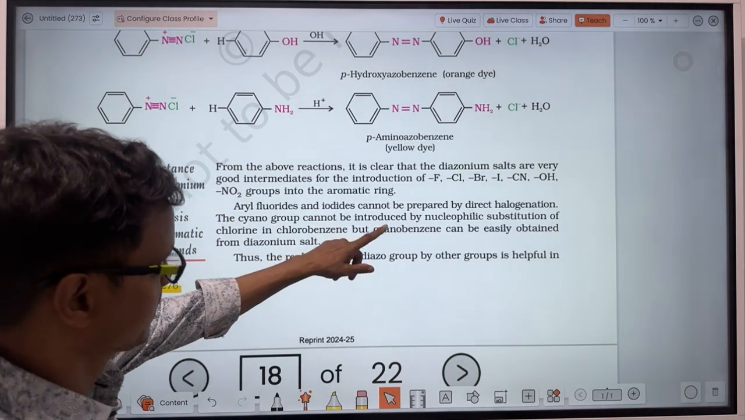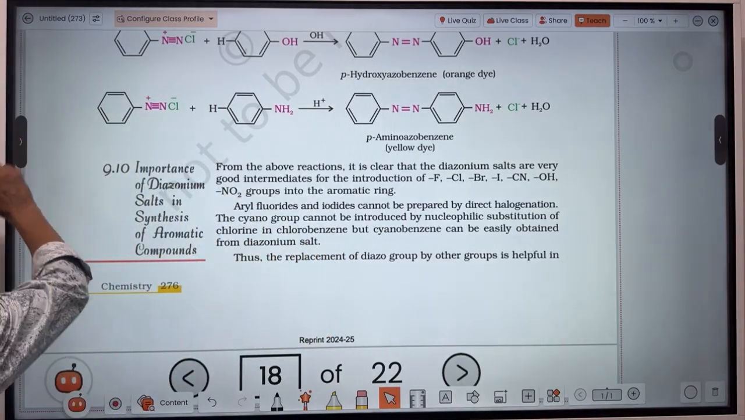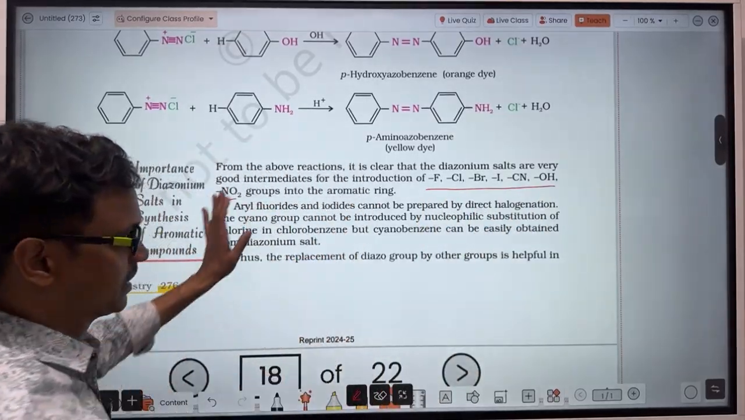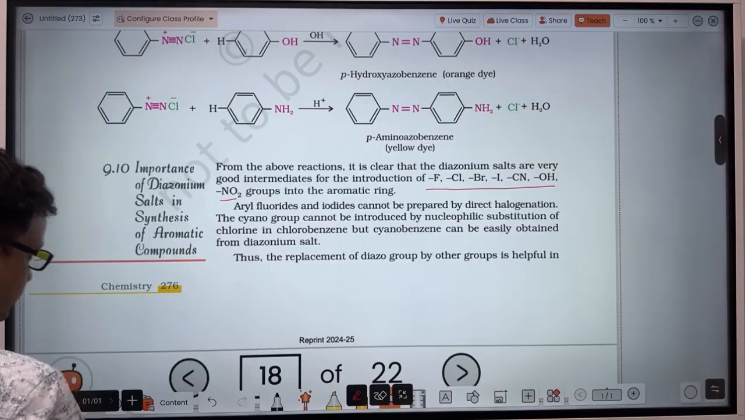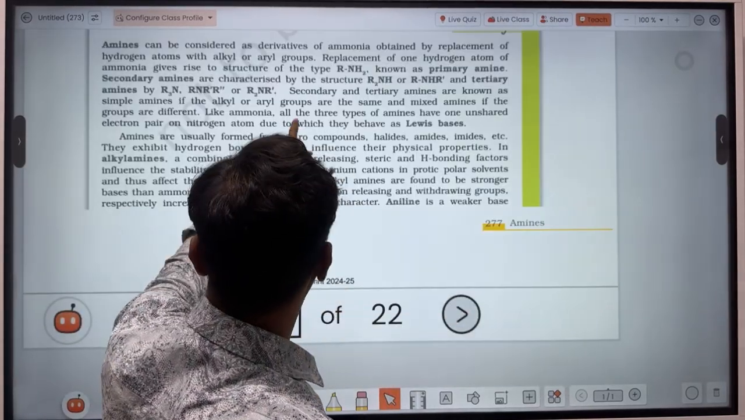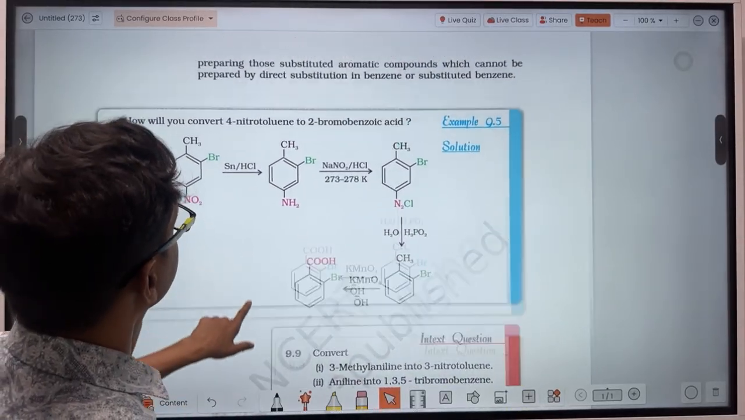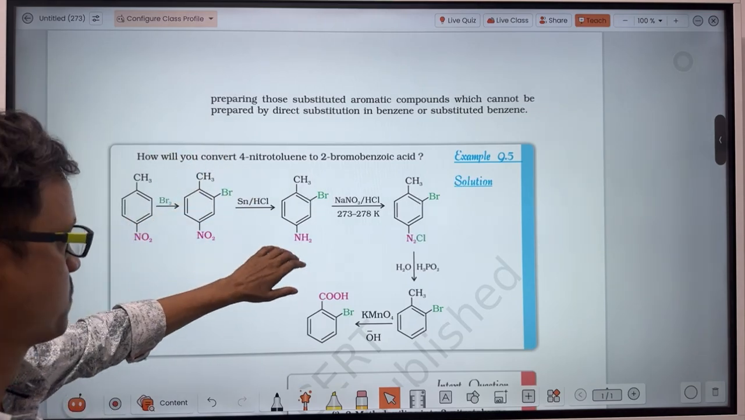As for example, it is a good intermediate for the introduction of this group. So you can attach this group there through the diazonium salt. Very easy it is. Now let's see about this question.